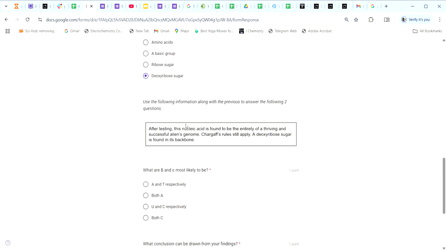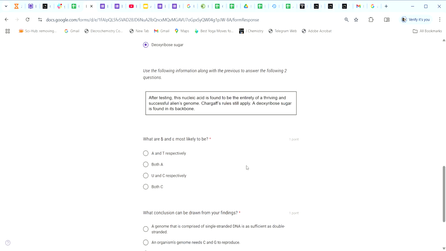Use the following information along with the previous to answer the following two. After testing, this nucleic acid is found to be the entirety of a thriving and successful viral genome. Chargaff's rule still applies. Deoxyribose sugar is found in its backbone. The bases are A and T respectively.